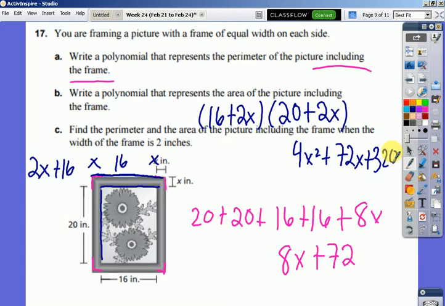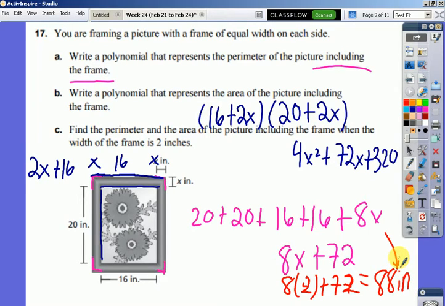Find the perimeter and the area of the picture, including the frame, when the width of the frame is 2 inches. Just plug 2 in. Plug 2 into the pink, and then plug 2 into the blue, and then you get your perimeter and your area. So in this case, when you plug into here, you get 88 inches. Remember that you have to include your units.